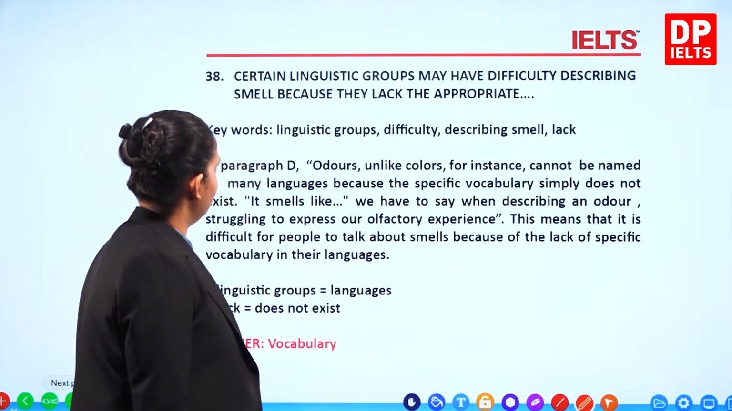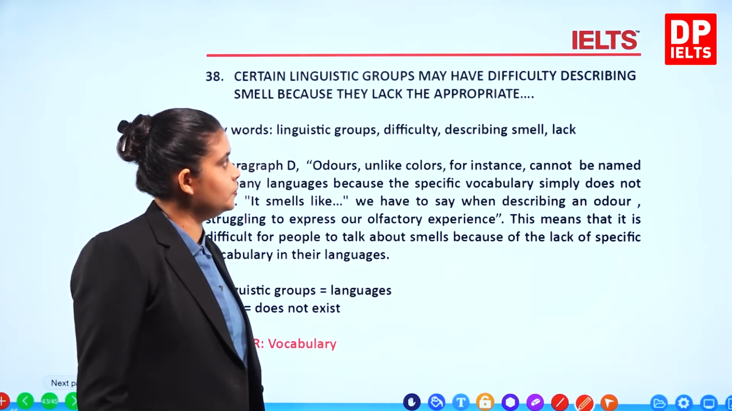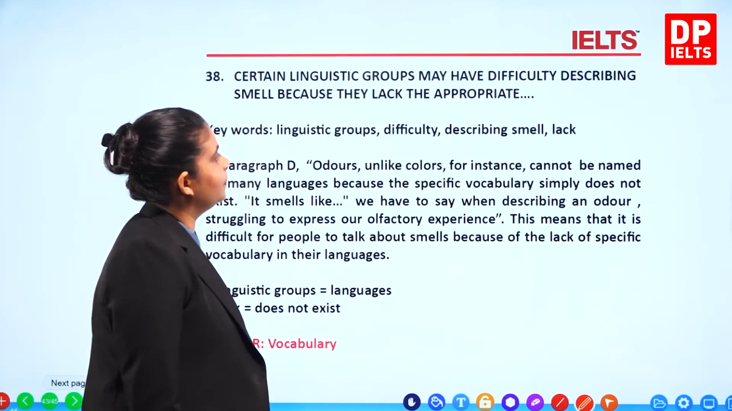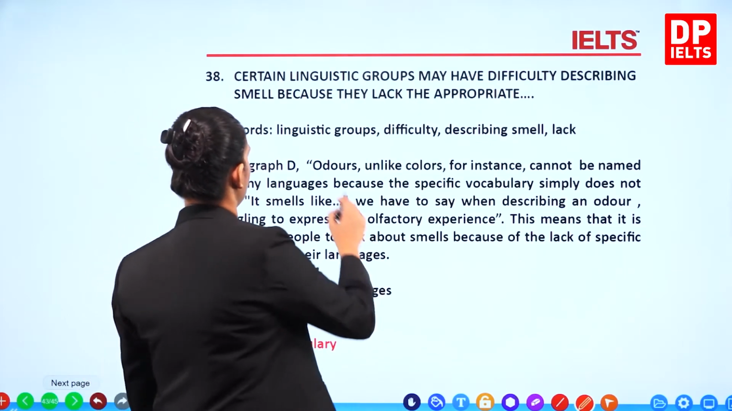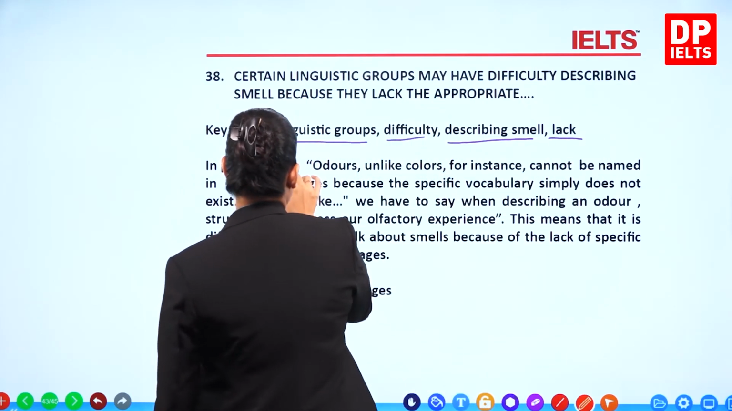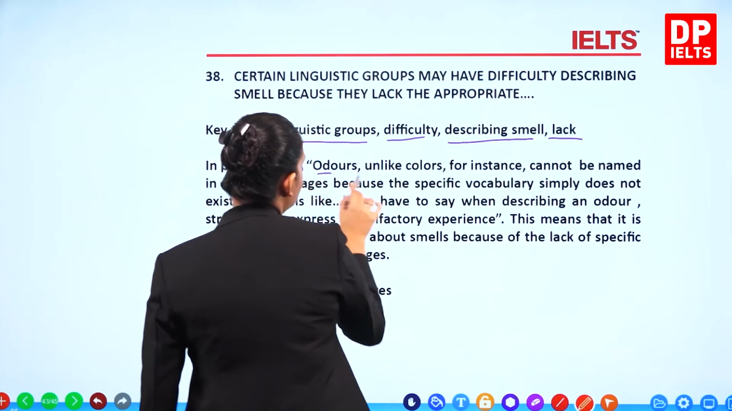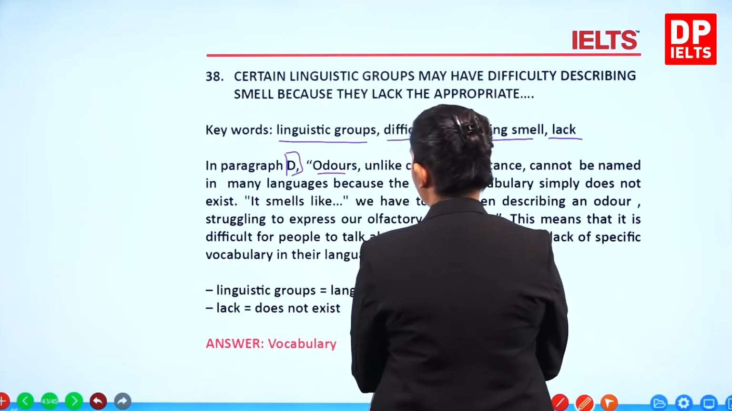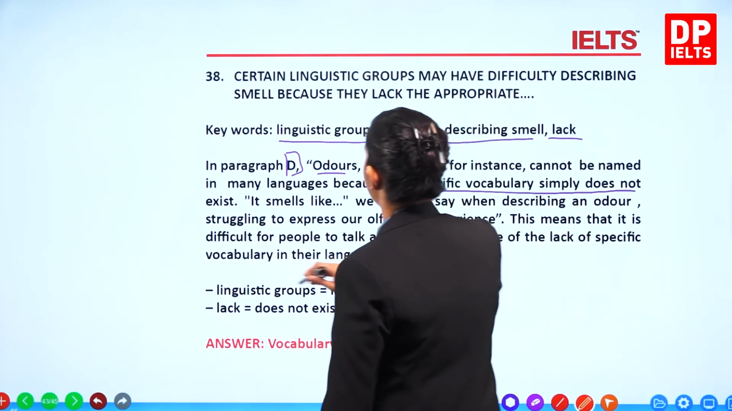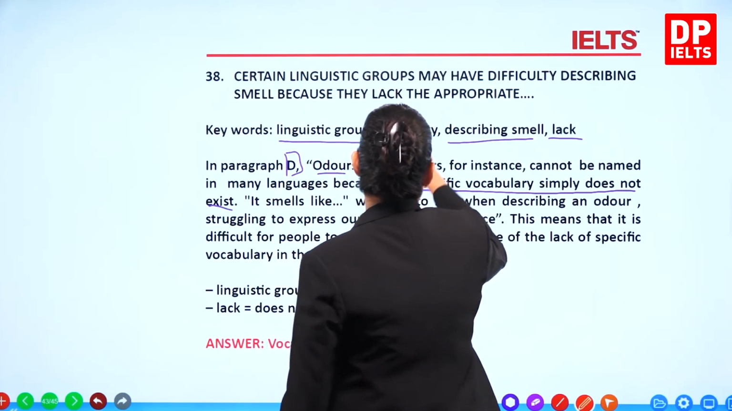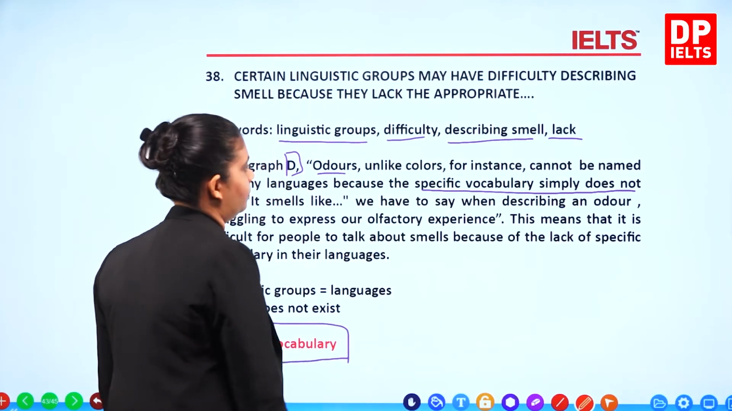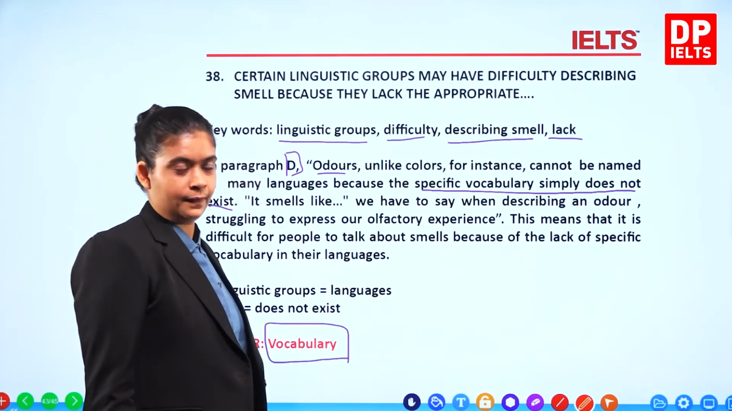Question number 38. Certain linguistic groups may have difficulty describing smell because they lack the appropriate what, okay? So linguistic groups, difficulty describing smell, lack are the keywords. Now if you go to para D, odors, unlike colors for instance, cannot be named in many languages because the specific vocabulary simply does not exist, right? So the lack of, does not exist, means lack. What do they lack? Appropriate vocabulary, specific vocabulary, okay?